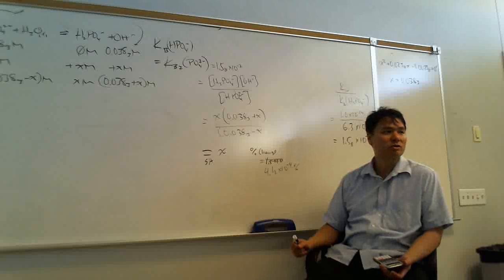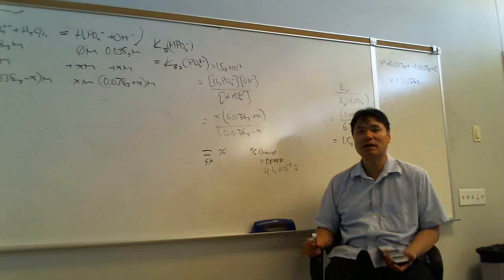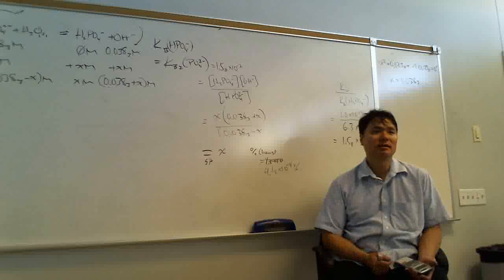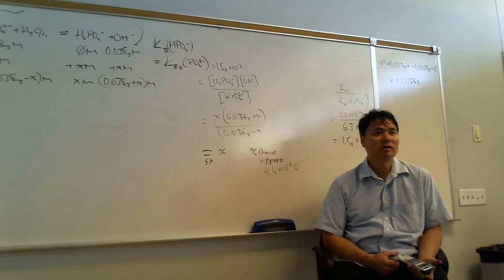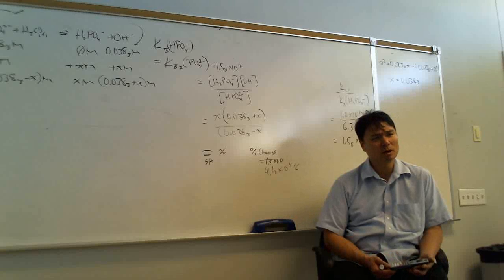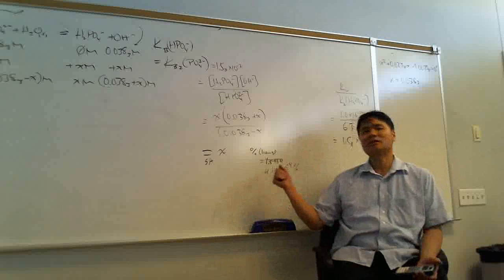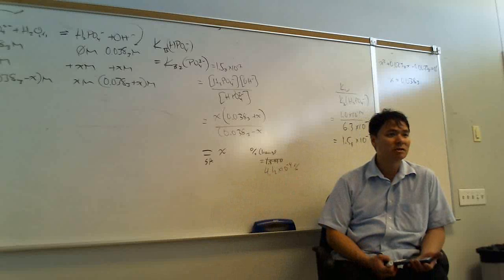The simplifying assumption works great. Why does the simplifying assumption work so great? Can somebody explain that to me? It failed in step 1, but it works great in step 2 because the percent change is so small. Based on this minuscule percent change, 10 to the minus 4%, I'm saying it works great. And so why are we getting such a minuscule change?